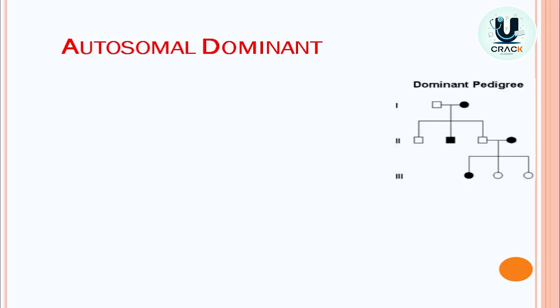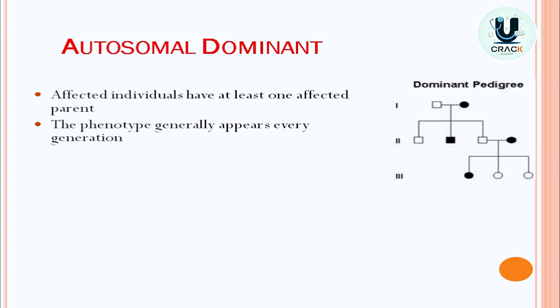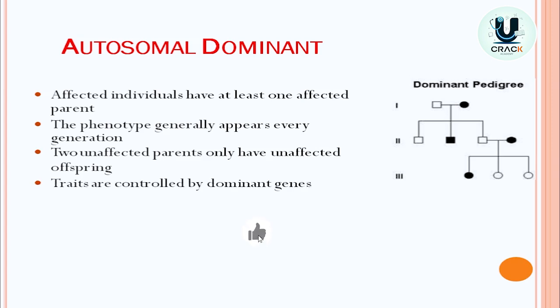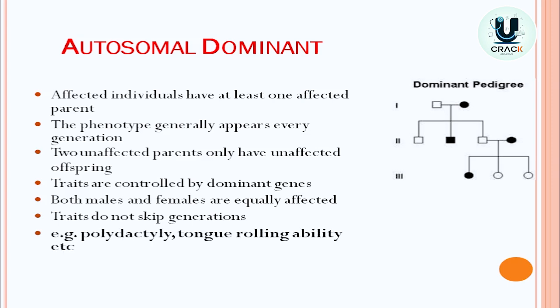Autosomal dominant. Look at the pictures here, the same pedigree. There is at least one affected parent, and it happens in every generation. Two unaffected parents have only unaffected offspring. Traits are controlled by a dominant gene. Both male and female are equally affected. Traits do not skip generations. An example is the tongue rolling ability.